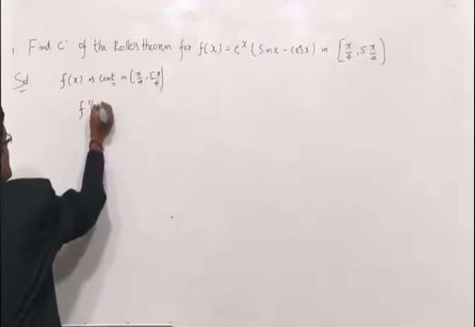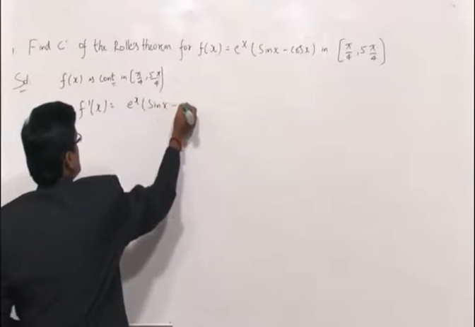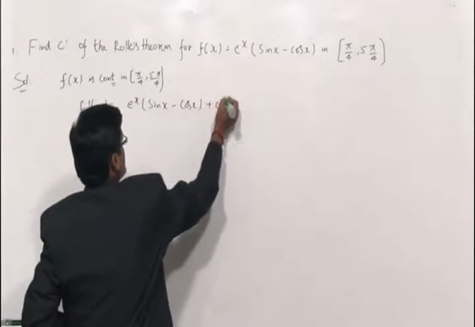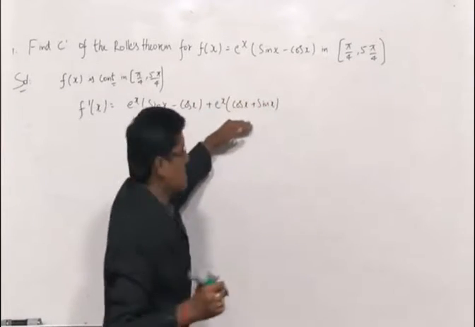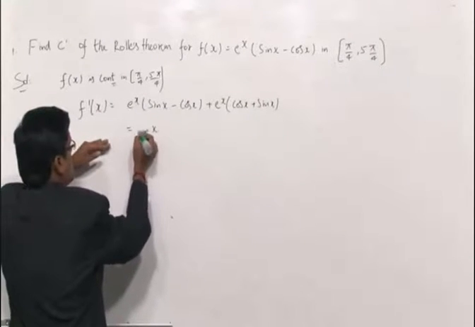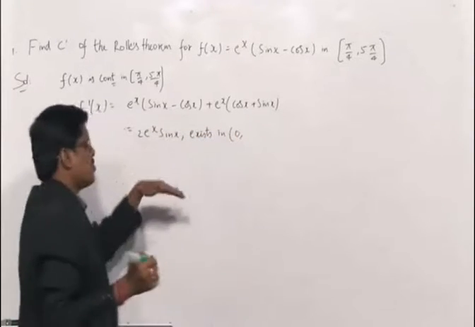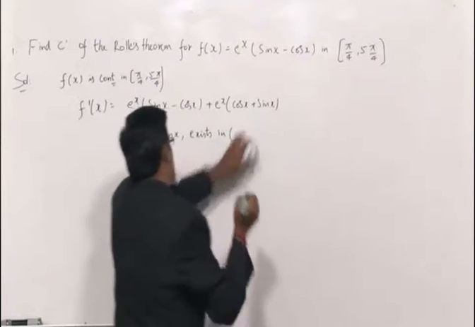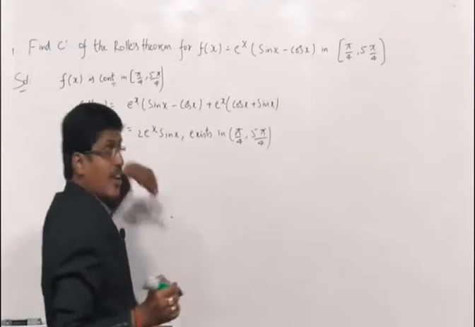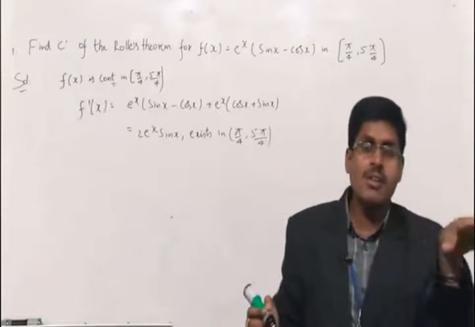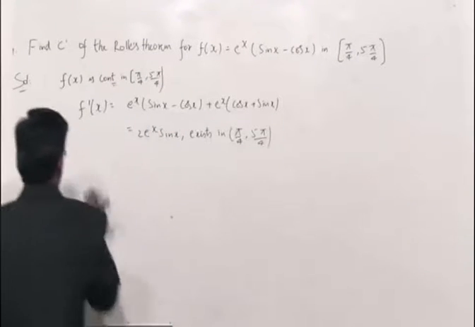Continuous, f dash x, applying the uv product rule: e^x derivative, e^x, u dash into v minus u into v dash, plus e^x into sin x derivative, cos x, minus cos x derivative, plus sin x. So, this quantity exists. This simplifies to e^x into 2 times sin x. So, this quantity exists in the open interval. Of course, it exists in the closed interval also, but we have to show the open interval (a, b) only. In some problems, at end points, the function fails to be differentiable. That's why they are defined on the open interval. Between a and b, you have to show the derivative f dash x exists.